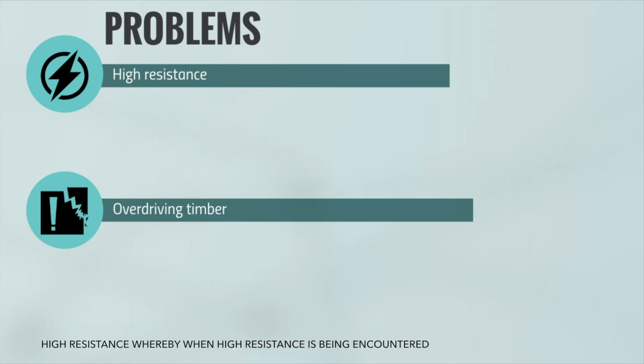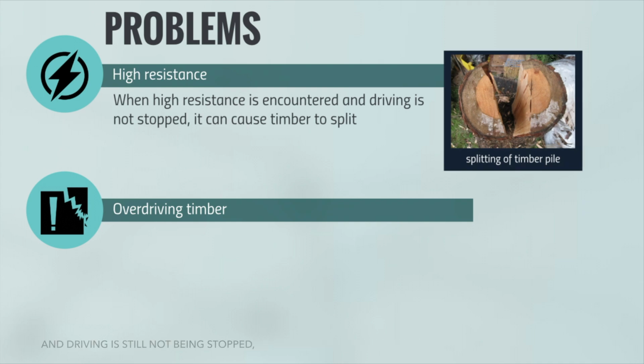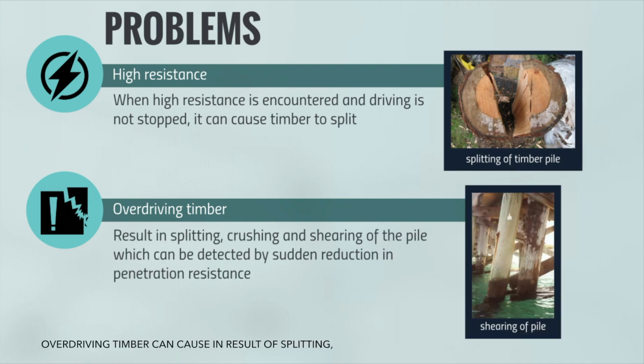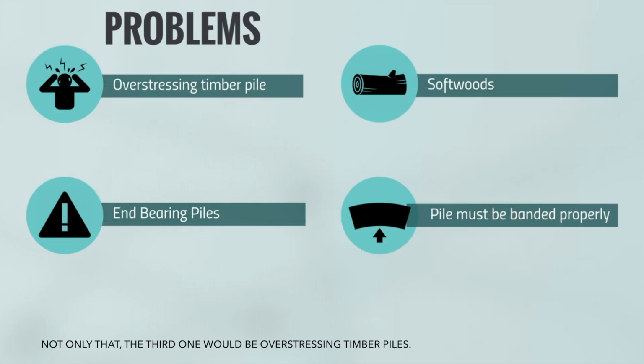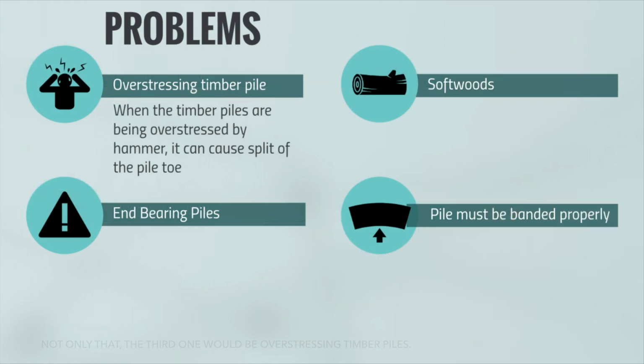high resistance, whereby when high resistance is encountered and driving is still not stopped, it can cause splitting to the timber. Overdriving timber can result in splitting, crushing, and shearing of the pile, which can be detected by a sudden reduction in penetration resistance. Not only that, the third one is overstressing timber piles. When timber piles are overstressed by the hammer, it can cause a split at the pile toe.